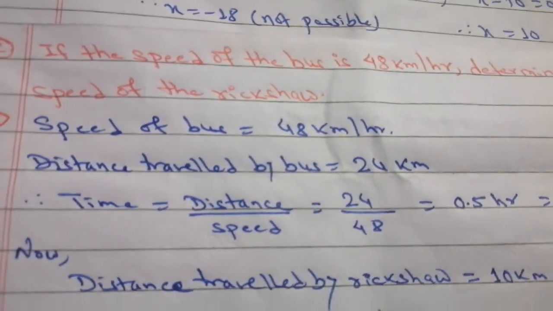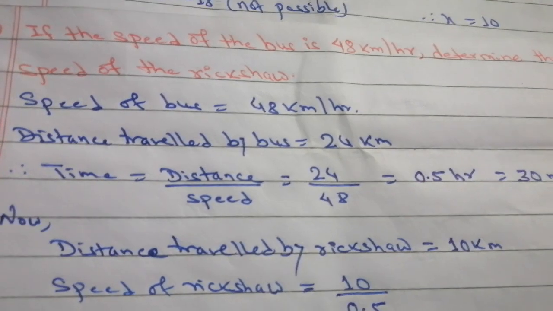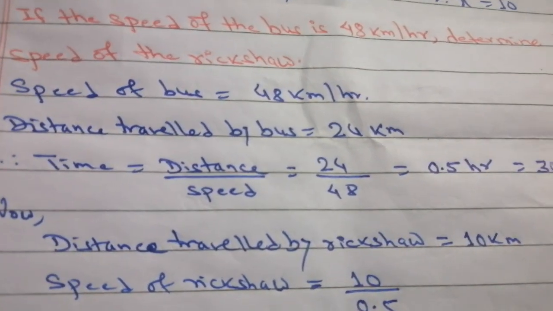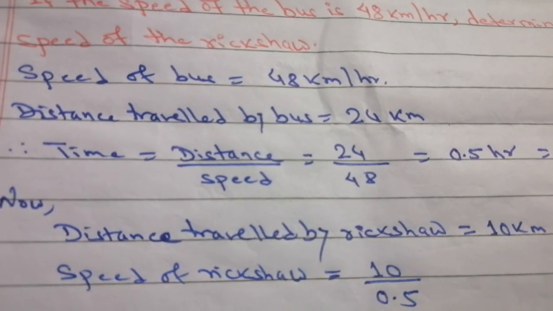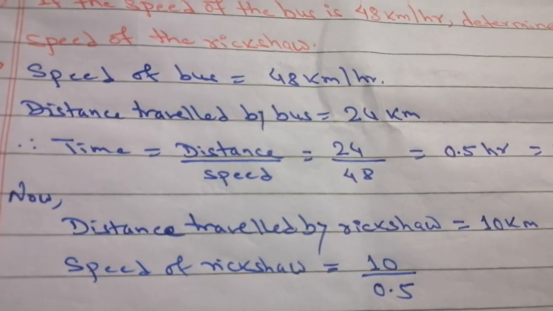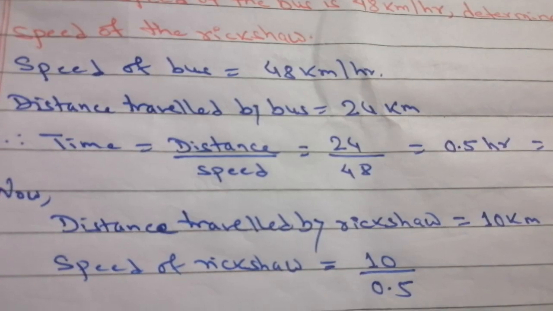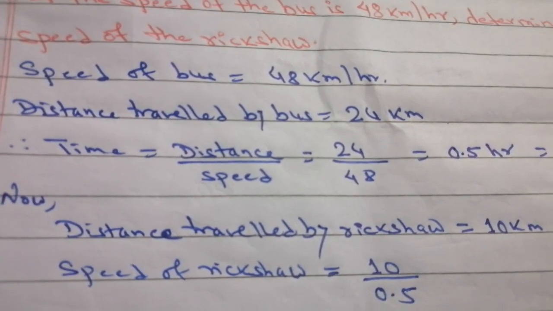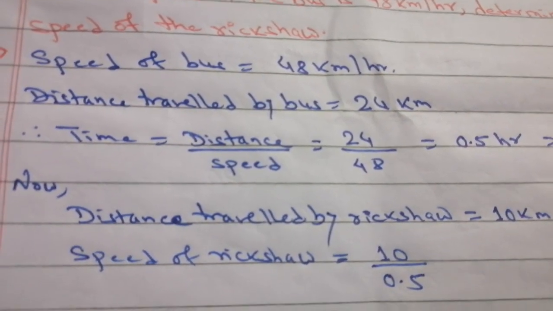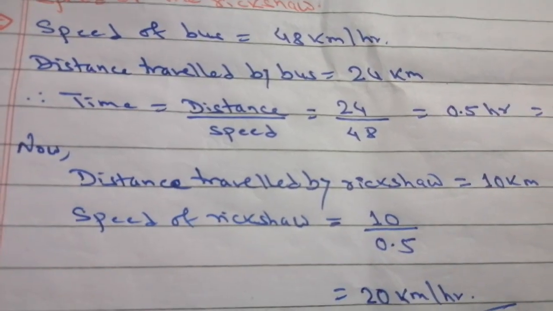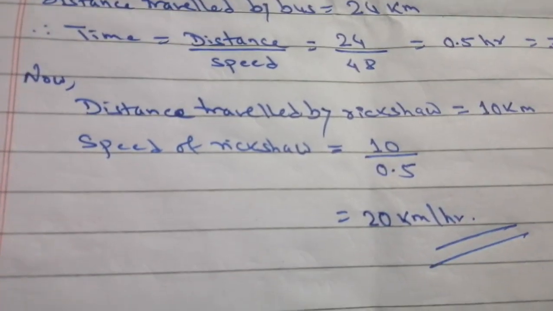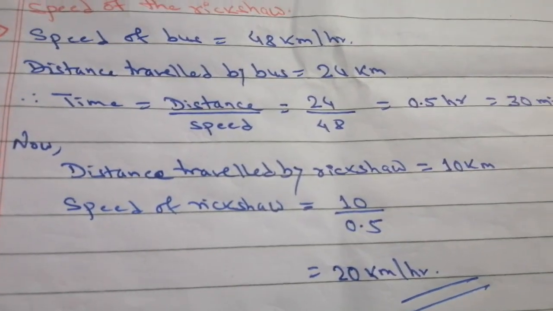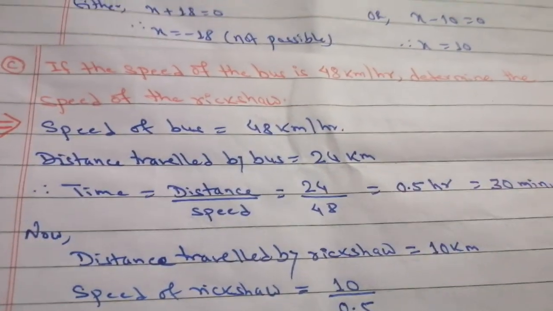So at the same time, the distance traveled by the rickshaw is 10 kilometer. So the speed of the rickshaw is distance traveled by the time taken, 10 kilometer by 0.5. So we get it as 20 kilometer per hour. So the speed of the rickshaw is 20 kilometer per hour. So in this way, this problem can be solved.